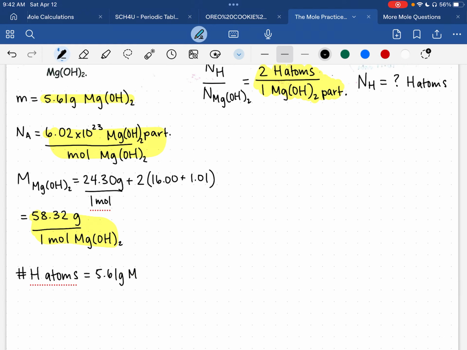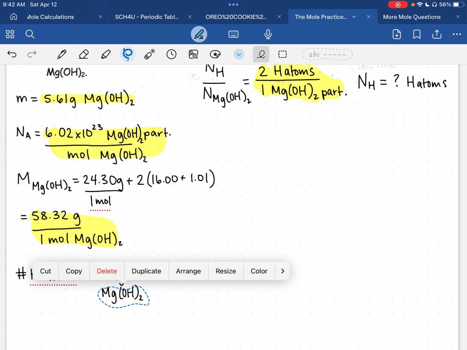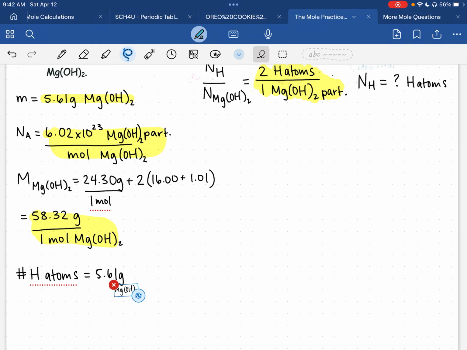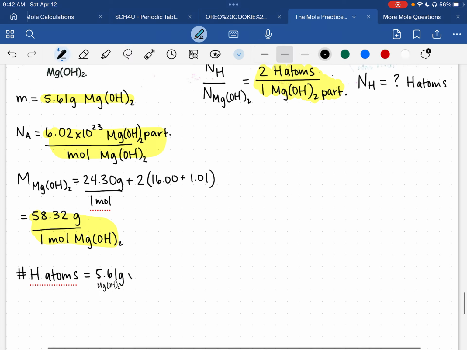5.61 grams Mg(OH)2. And I might just write that in closer, maybe a little smaller, just so I don't run out of space. Just so I know what it is that I'm talking about.